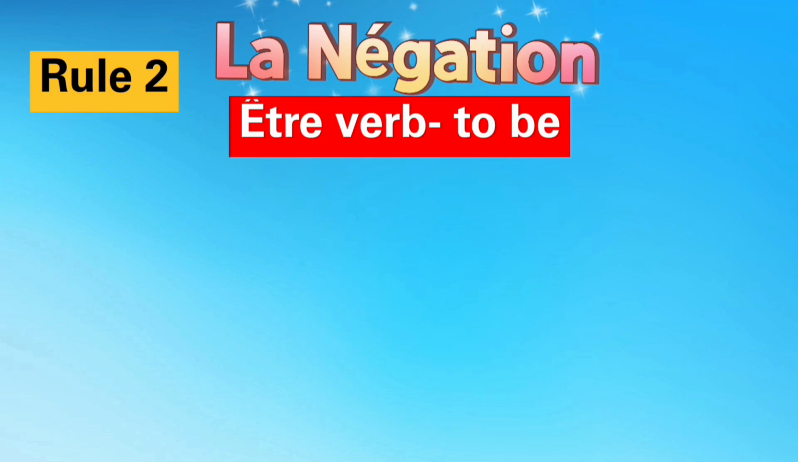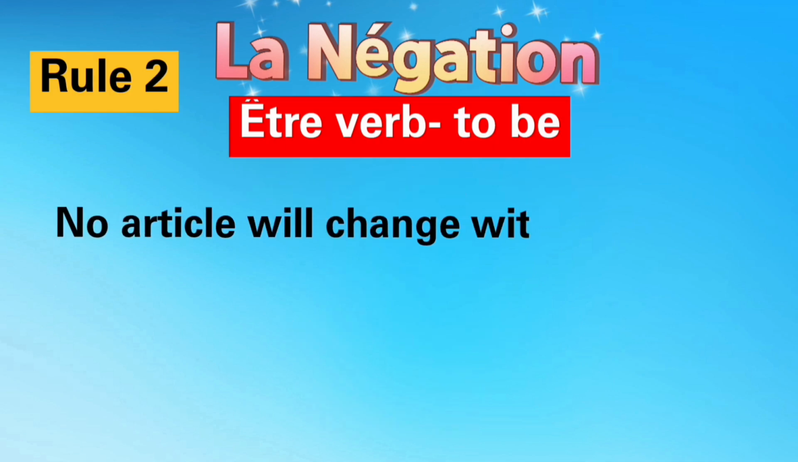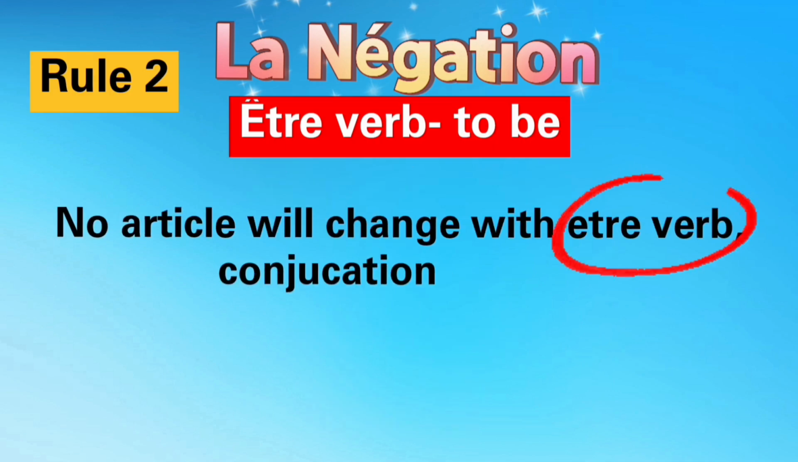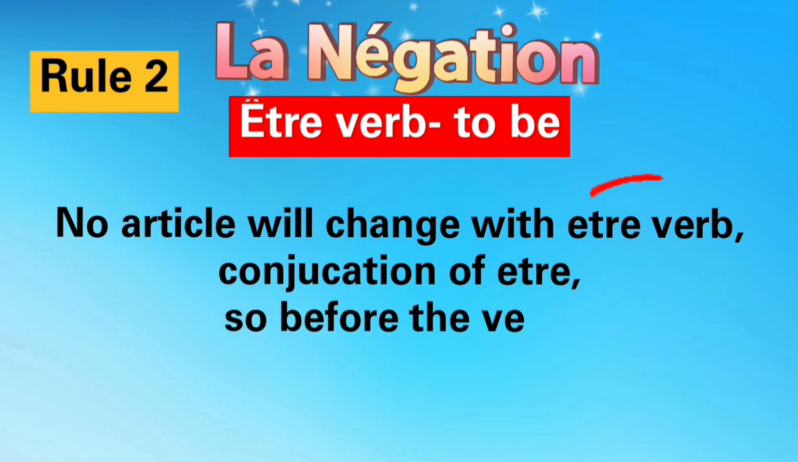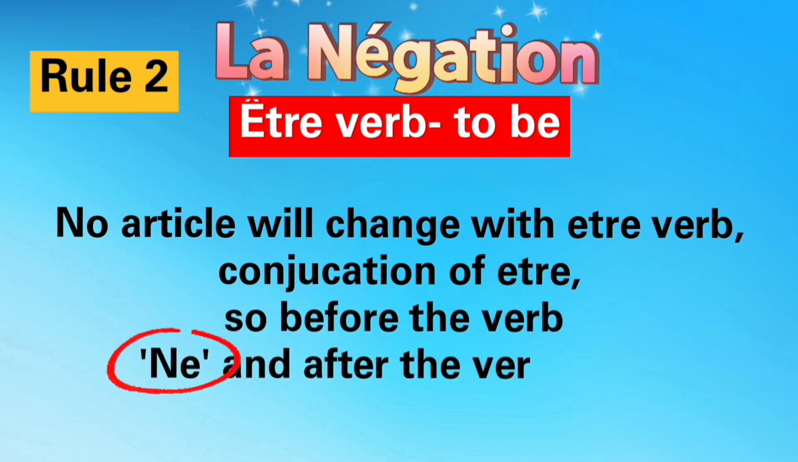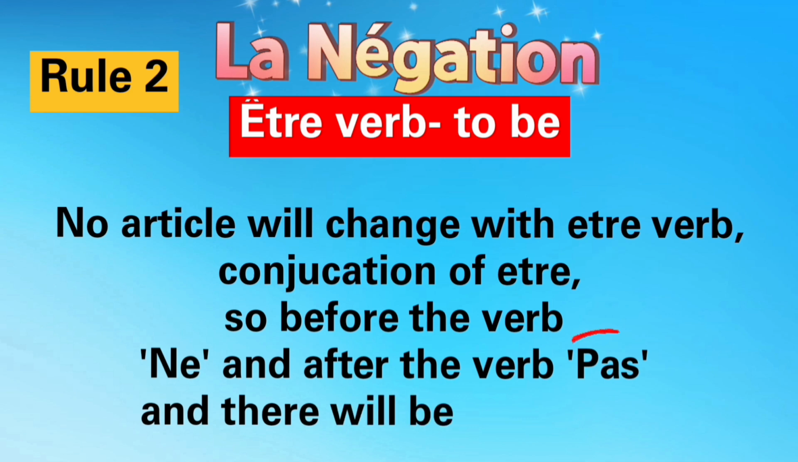The second rule says that no article will change with the être verb, means whenever you get the conjugation of être, before the verb you will write ne and after the verb we write pas, and there will be no change in the following article.